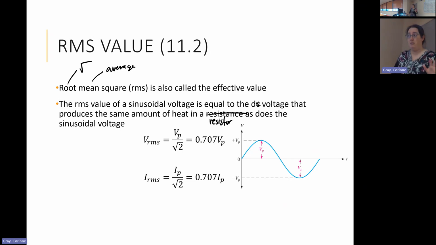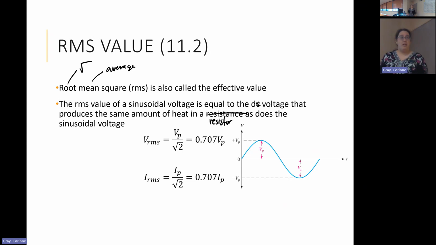This is different from the average value. They're numerically different values and have different equations associated with them. And again, we're not going to do either of the proofs.